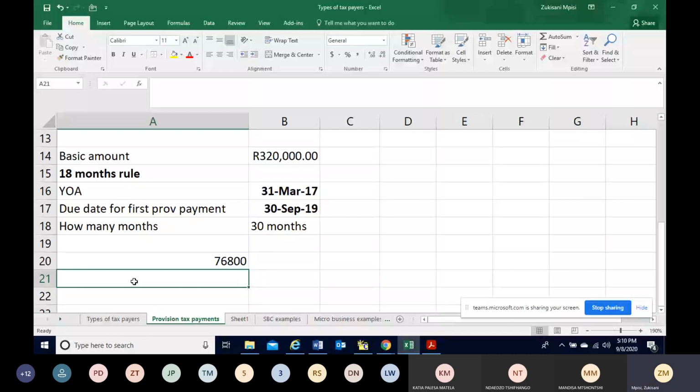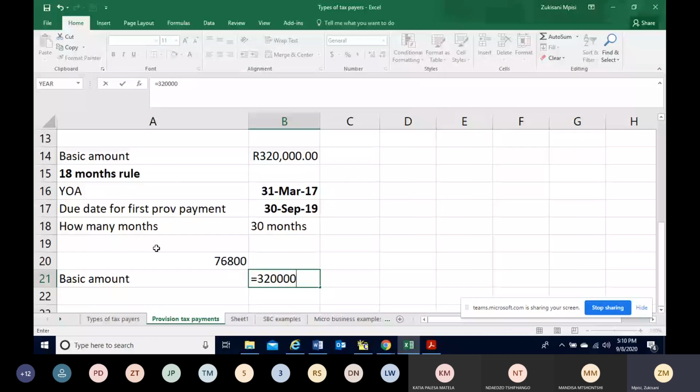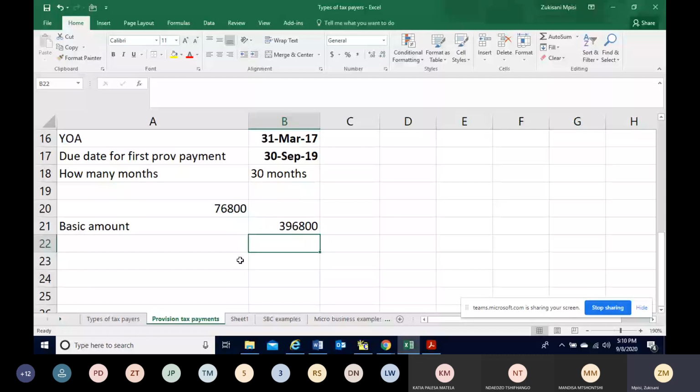So you're going to have a basic amount which is equal to 320,000 plus 76,800, which gives you 396,800. That is the basic amount that we are looking for. Now, in this case, remember we are dealing with a company. A company's tax rate is 28%.